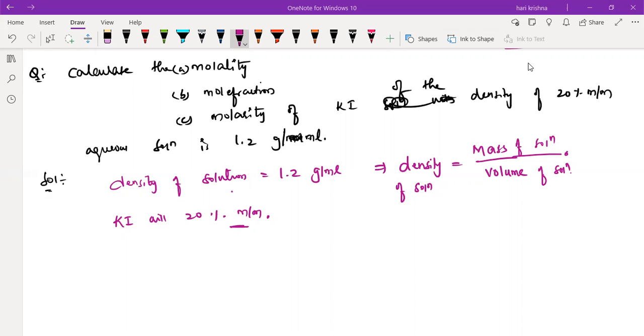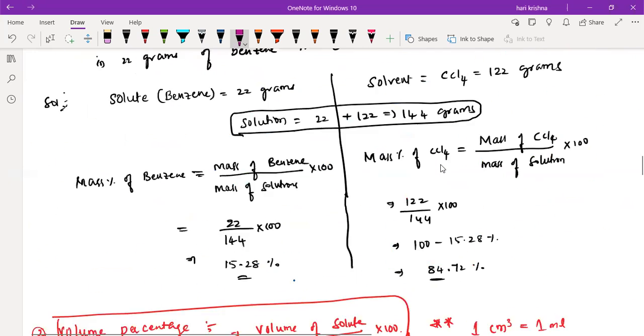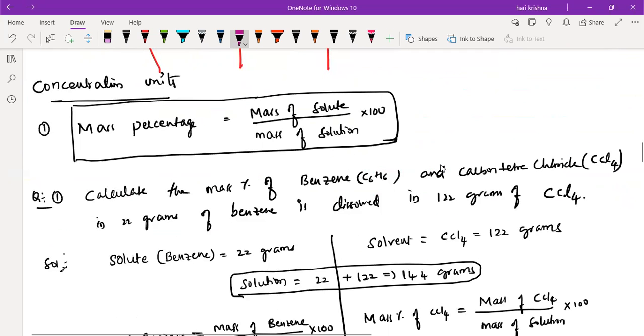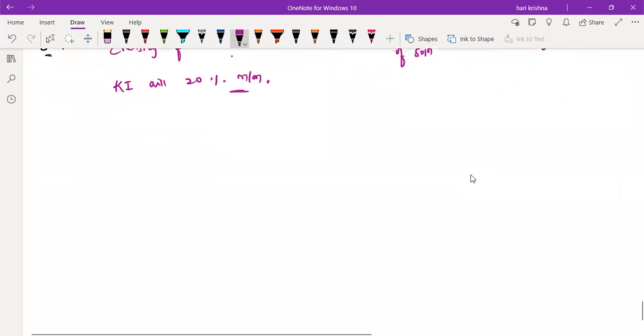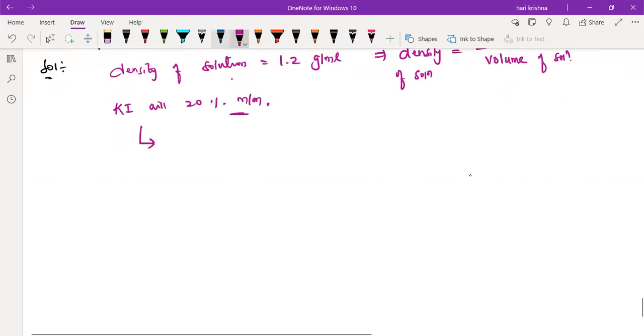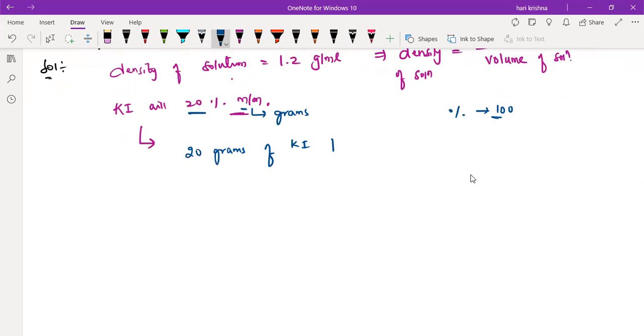See here, 20% mass by mass. Mass percentage means what? We already discussed the mass percentage in the last class. Mass of the solute to the mass of the solution, that is the mass percentage actually. So when they say 20% mass by mass, this statement indicates, percentage means with respect to 100, and mass by mass means the unit is grams. So 20 grams of KI is present in 100 grams of solution. Understanding now? What is the meaning of 20%?